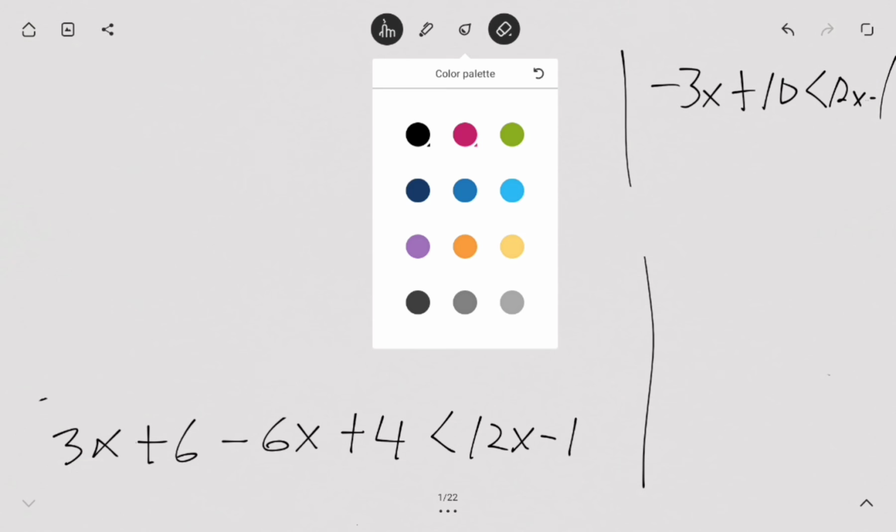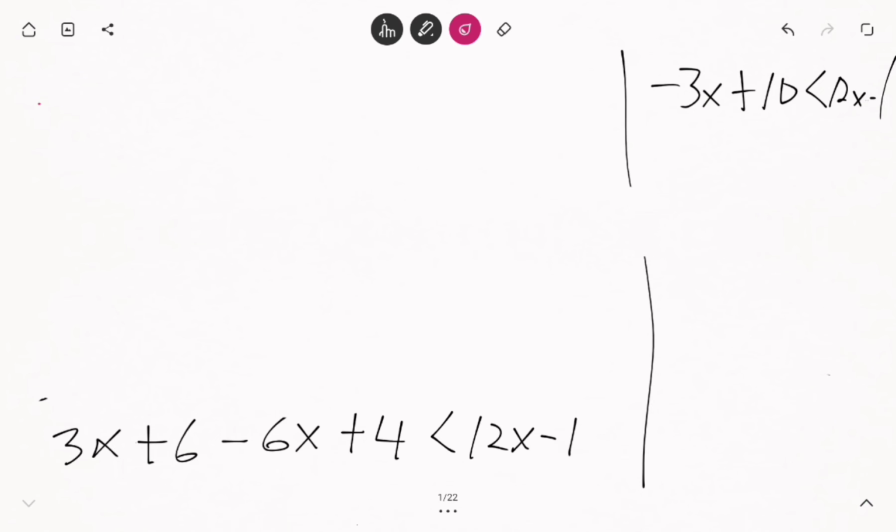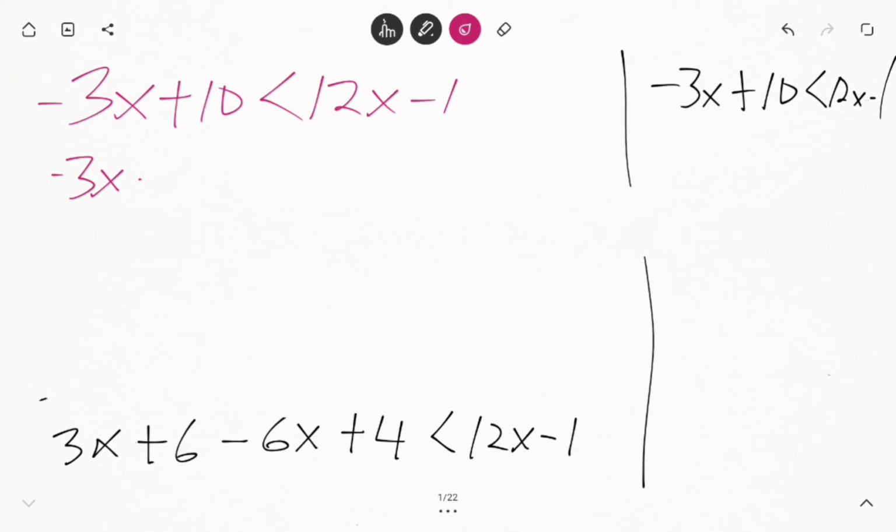So using a different color to continue, from here we have negative 3x plus 10 is less than 12x minus 1. So from here we need to group like terms. In grouping like terms, I'm going to maintain my negative 3x here. I bring my 12x to this side, it becomes negative 12x, less than my negative 1 is here.